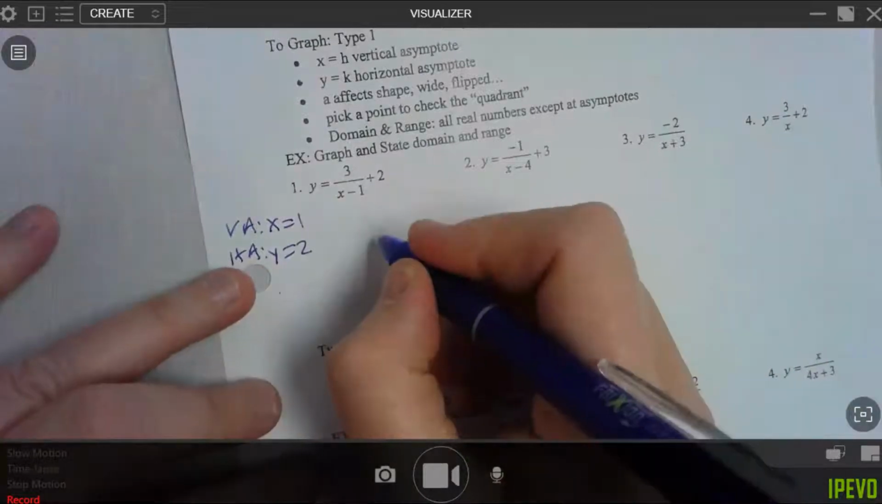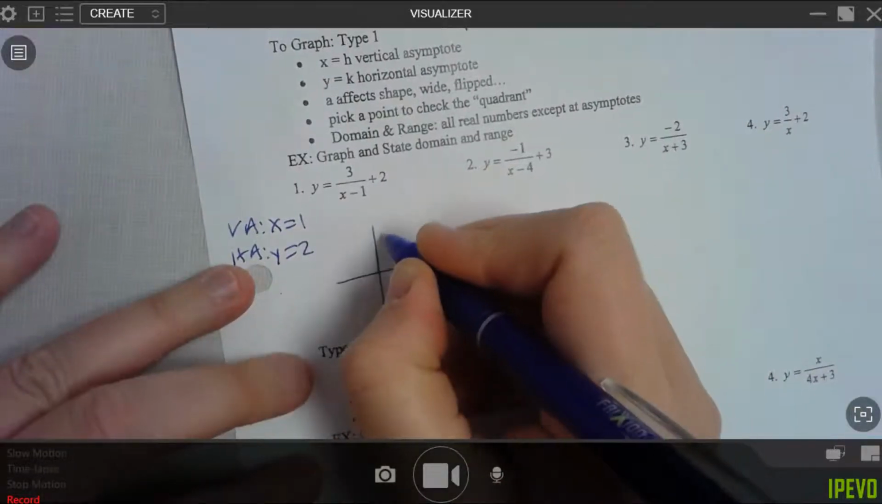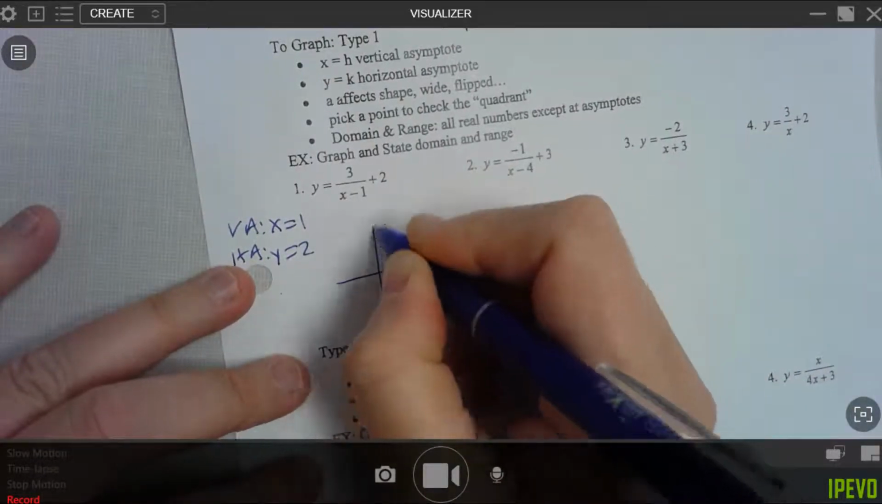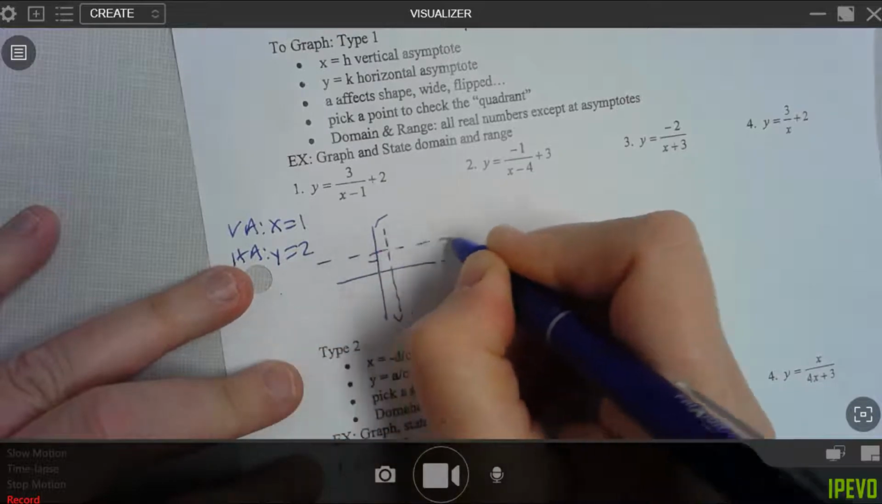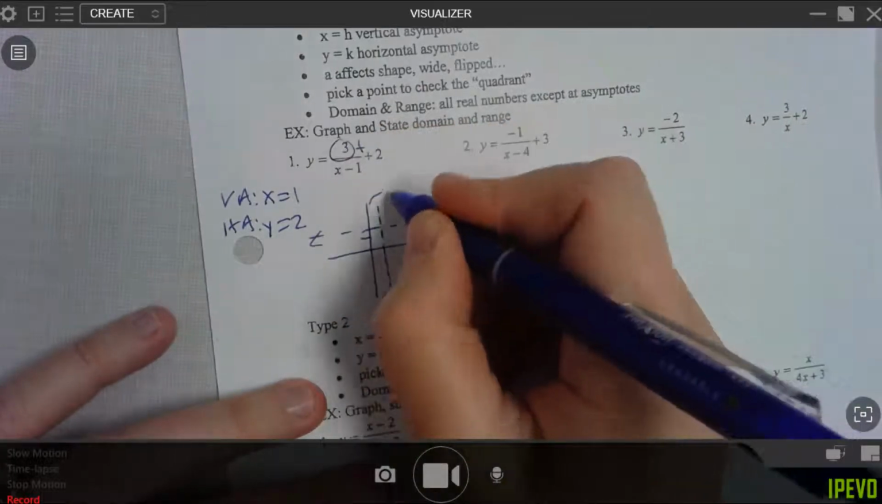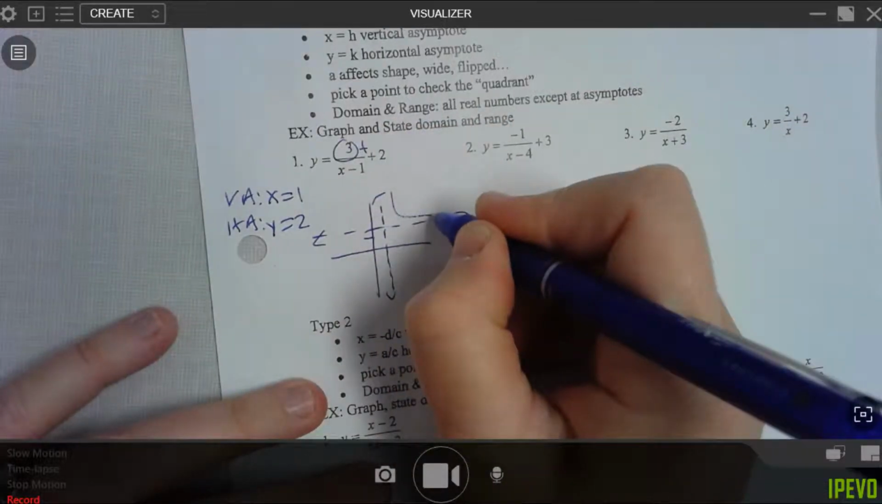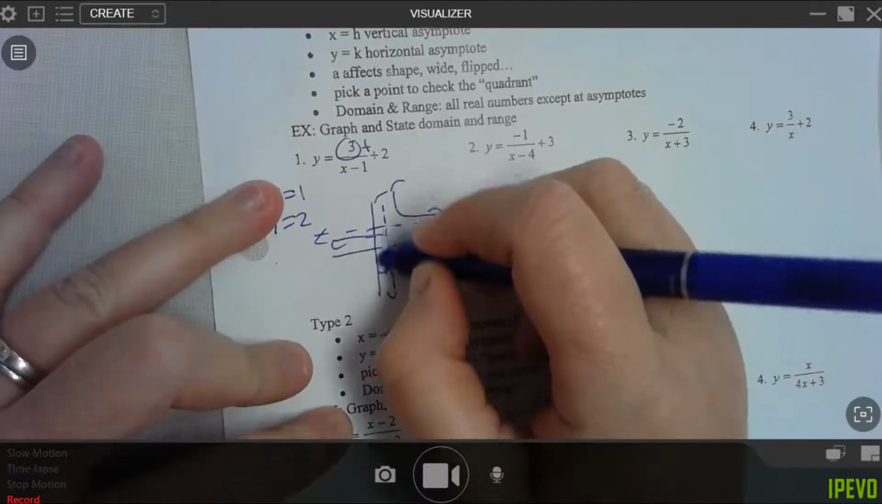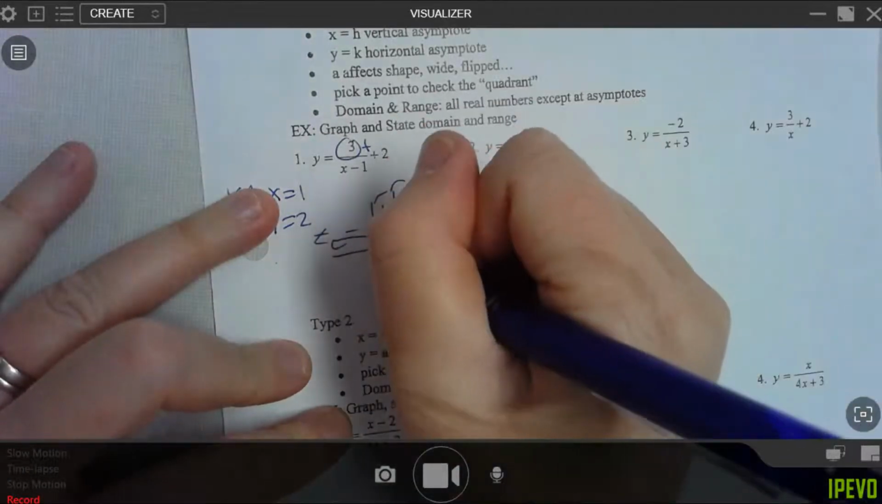So if we graph those, I'm going to graph my vertical, and then there's my horizontal. And you see how 2 new quadrants happen? Since 3 is positive, we're going to make them follow the positive dotted lines. Don't make it hit the dotted line like me. That was an oopsie there. It follows them.